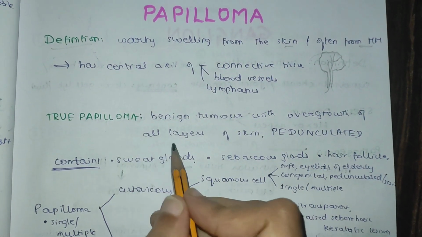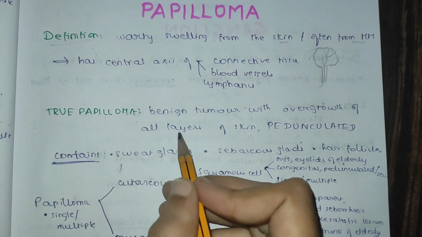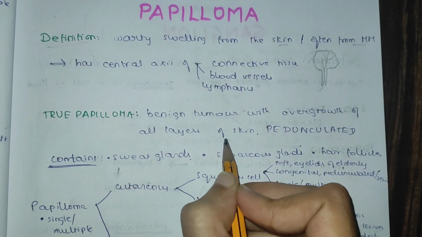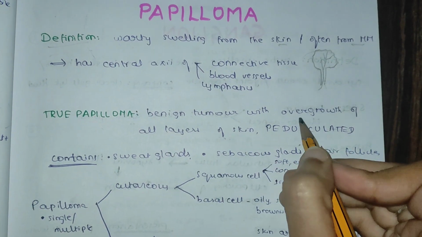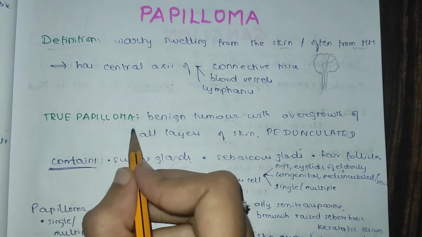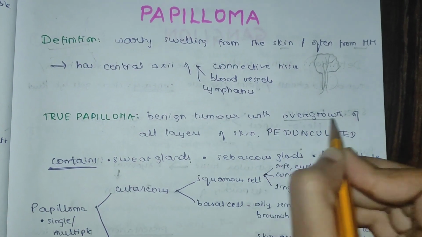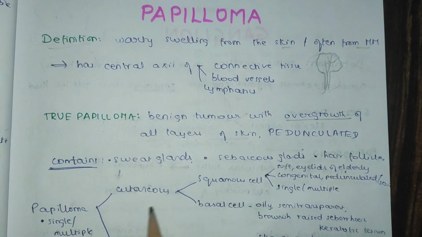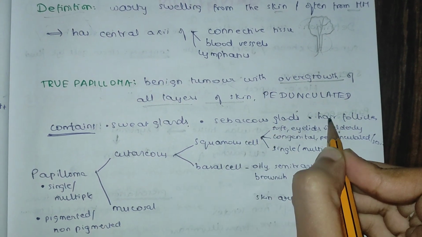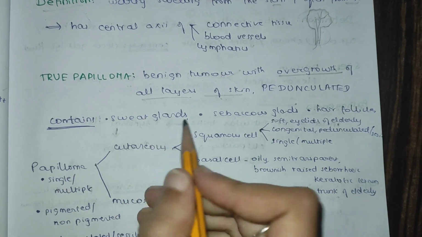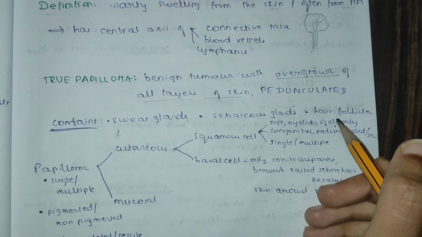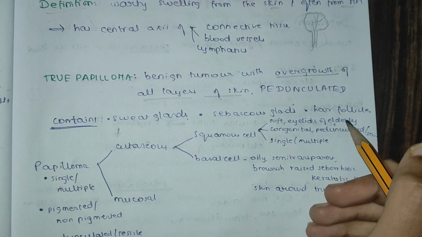So what is a true papilloma? A true papilloma contains overgrowth from all the layers of the skin, that is epidermis, dermis and hypodermis. It is a benign tumor, not a malignant one, and it is pedunculated. It contains all layers of skin, so it contains sweat glands, sebaceous glands and hair follicles.